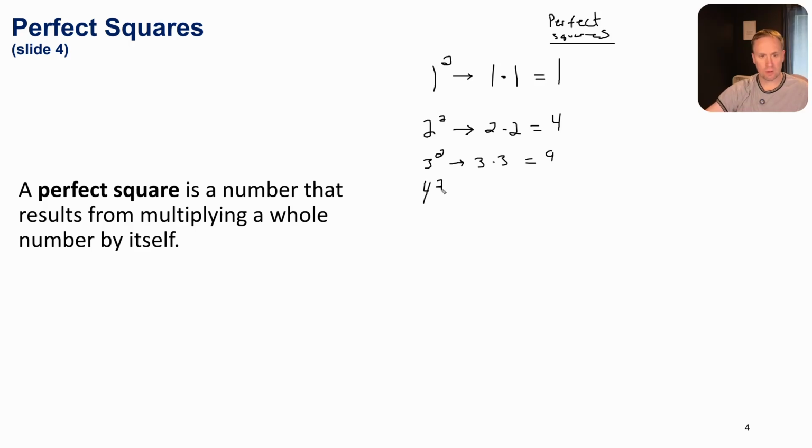4 squared, or 4 times 4, equals 16. That's a perfect square. 5 squared, 5 times 5, which equals 25. 25 is a perfect square. 6 squared, which is 6 times 6, which equals 36. That's also a perfect square. And you could continue on for an infinite amount, right? So perfect squares are the numbers you get when a base number is multiplied by itself.